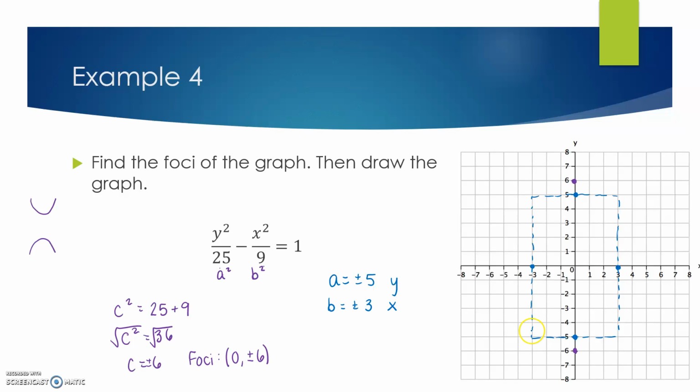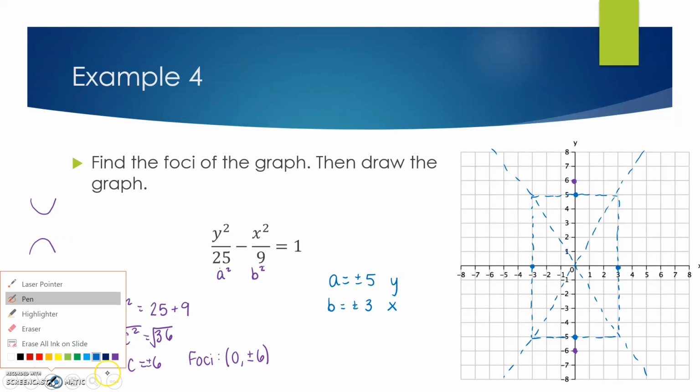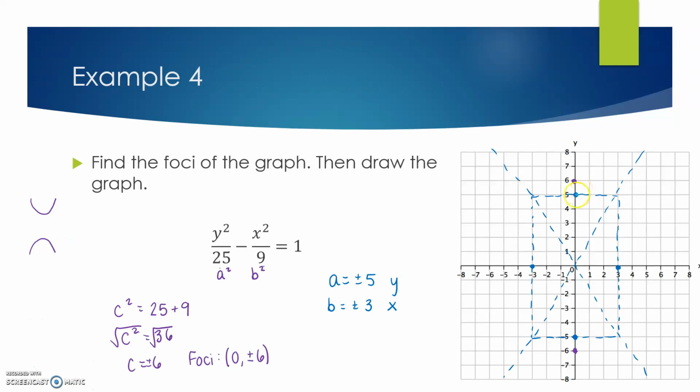And I'm going to draw the diagonals that go through it. And then again, I know that it has to open up or down, up and down, excuse me. And so I'm going to start at my vertex and use my asymptotes for guides. And I'm going to draw the shape of that hyperbola. And there you have it.